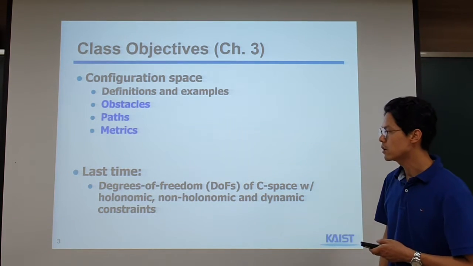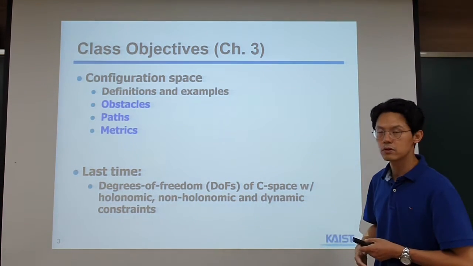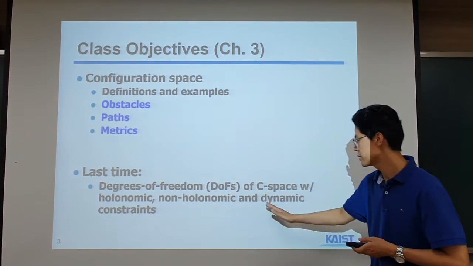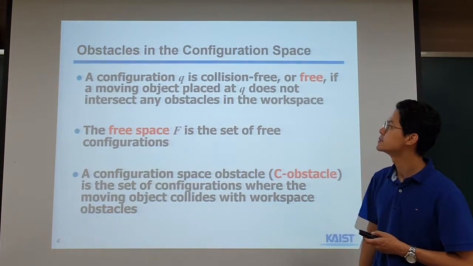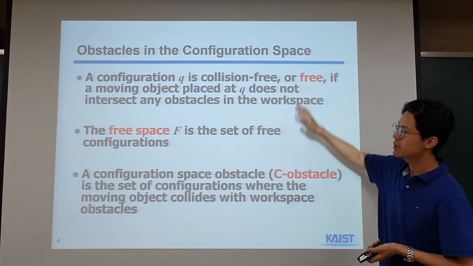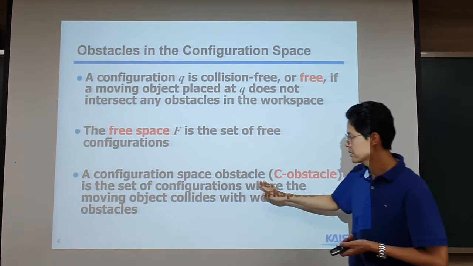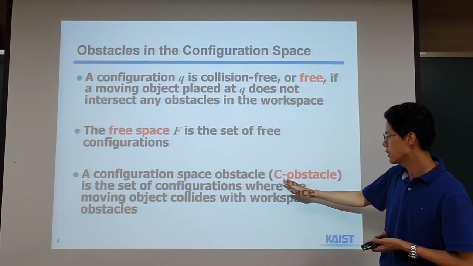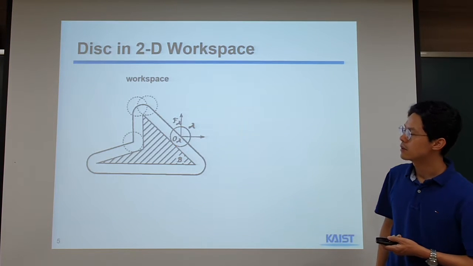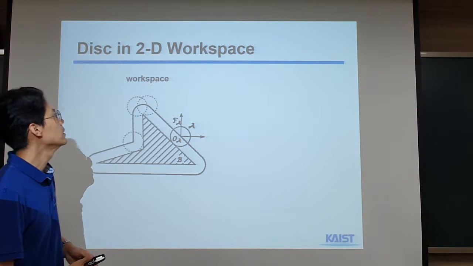Last time we talked about the DOF, degrees of freedom of the C space. We also talked about many constraints, like holonomic, non-holonomic, and also dynamic constraints. You may remember that before we talked about the free space and the configuration space obstacle, in short, the C obstacle space. So let me recall how we can compute this obstacle space.